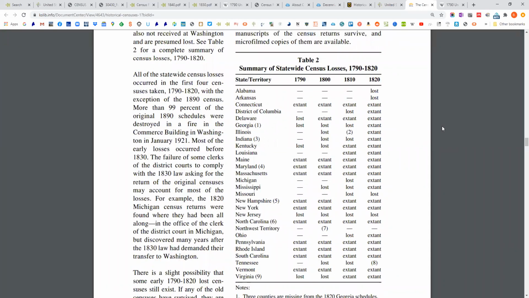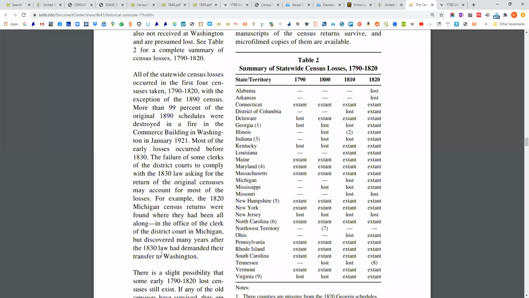And if we keep going here, here's a chart that I cut and pasted into the handout for you. If there's a line like this, it means it wasn't a state yet. And so you can see those were lost. Connecticut, they're all still available. Delaware just lost 1790, but 1800 and on are available. I've heard various things about why these were lost, but they were all pretty much lost before 1830.